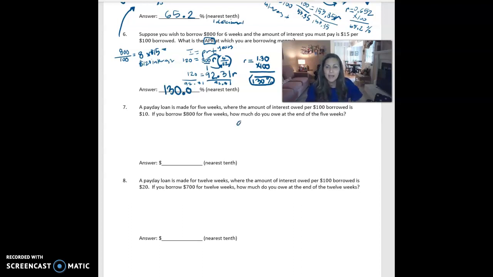You're going to borrow $800, and you need to divide that up in groups of 100 because for every $100, you have to pay $10 in interest. So you would do 800 divided by 100, which is 8. We will multiply that by 10 because for every one of those hundreds, you have to pay $10. And that's going to give us $80 that we have to pay in interest.